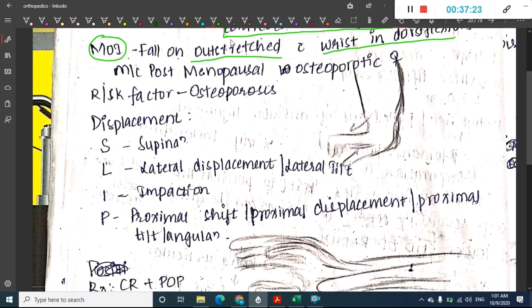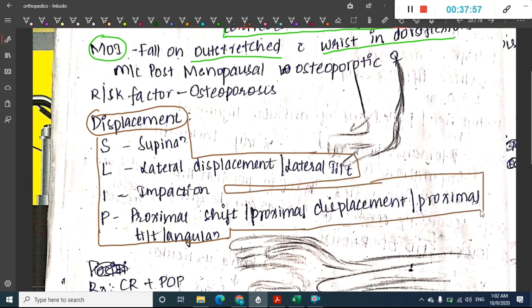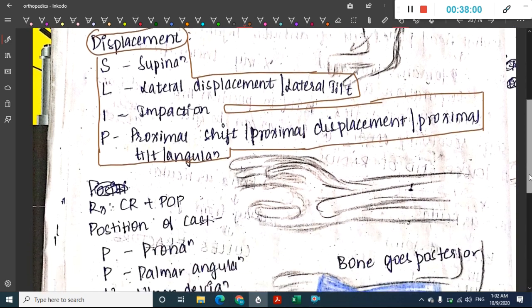Okay, this displacement is very important. In the Colles fracture, you see the displacement which is given the mnemonic SLIP: S for supination, L for lateral displacement or lateral tilt, I for impaction, then P for proximal shift or proximal displacement. Then we have proximal tilt and proximal angulation also. So this is the displacement which you see in Colles fracture, which is very important. Many questions have been asked on this.